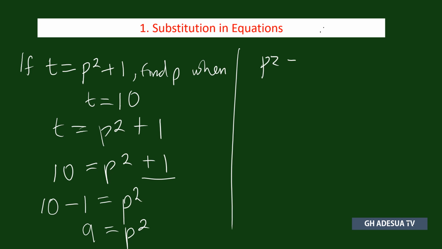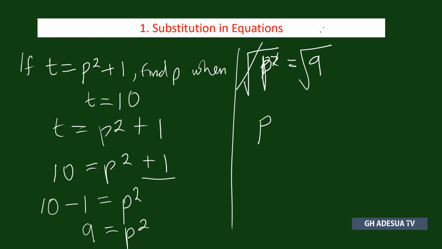P squared is equal to 9. But we are not looking for P squared, we are looking for P. So we have to find a square root on the left hand side and a square root on the right hand side. This square root sign will cancel the square.